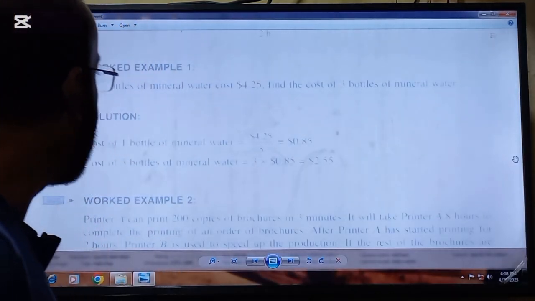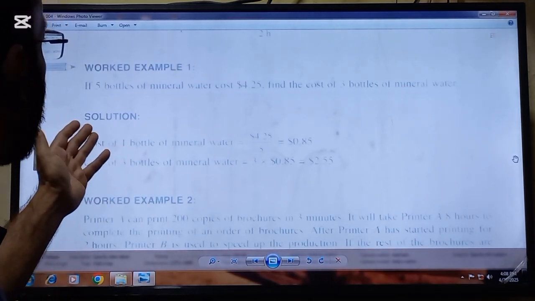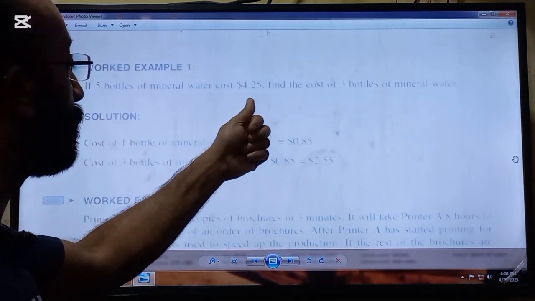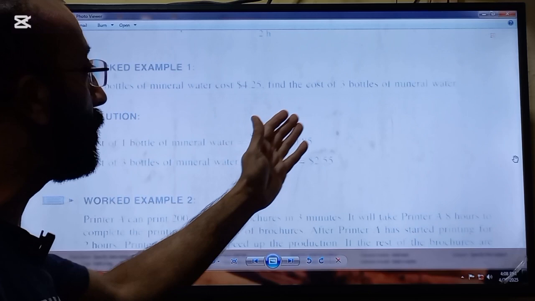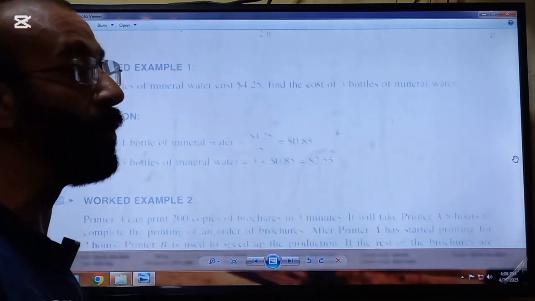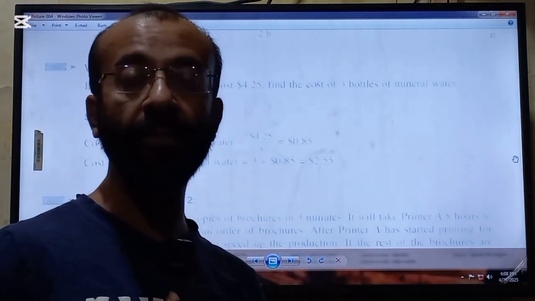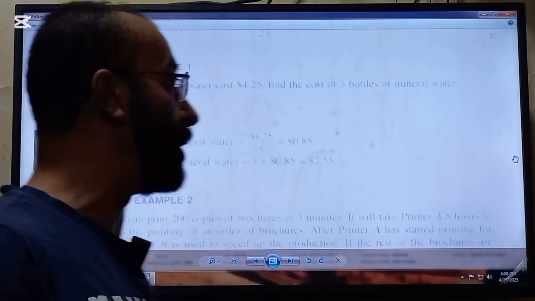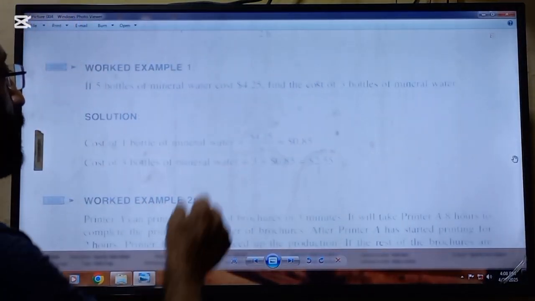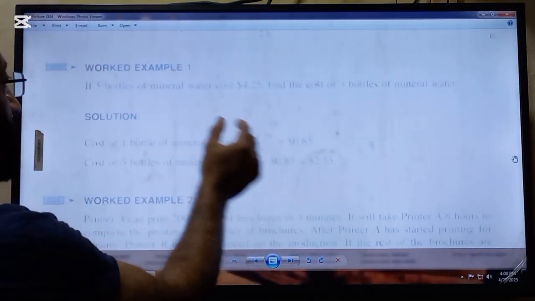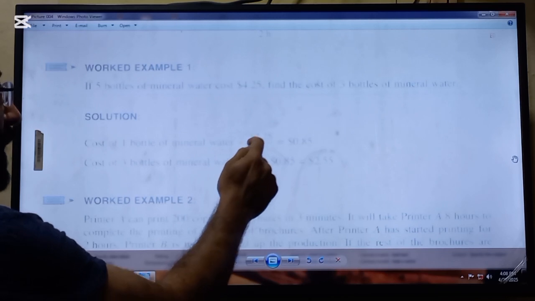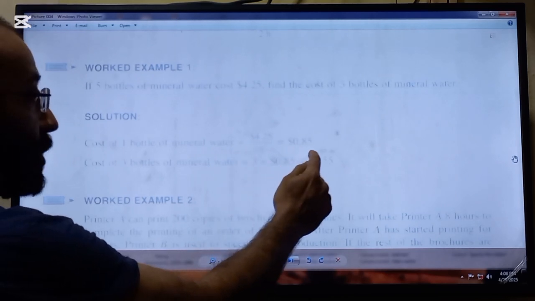Here is a question. The statement of the question is: if 5 bottles of mineral water cost $4.25, find the cost of 15 bottles of mineral water. So first we have to find out the cost of 1 bottle. That can be found out by putting $4.25 in the numerator and 5 in the denominator. After cancellation we will get $0.85.